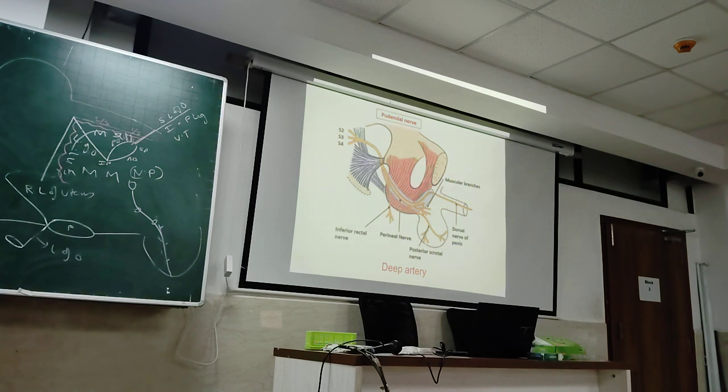There are external pudendal vessels, but there is no external pudendal nerve. Which nerve supplies the anterior part of the scrotum? I leave it for you to find out, instead of just telling you, so that some homework should be there. If you get the answer, you can share it in the group, so the others also get educated.